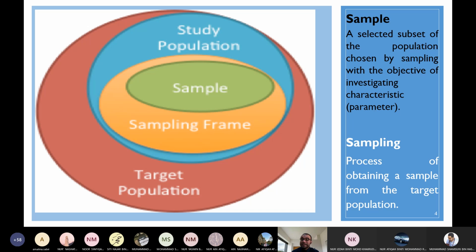So the sample is a selected subset of the population chosen by sampling with the objective of investigating certain parameters we are researching. This parameter can be different from one research to another. The sampling is a process: how can we obtain the sample? The sample is the final subset of participants that will have the parameter of interest for us, and sampling is the process by which we obtain the sample from the target population.